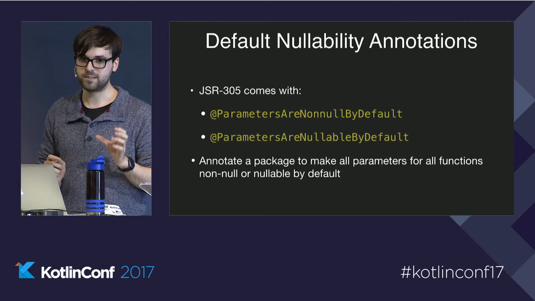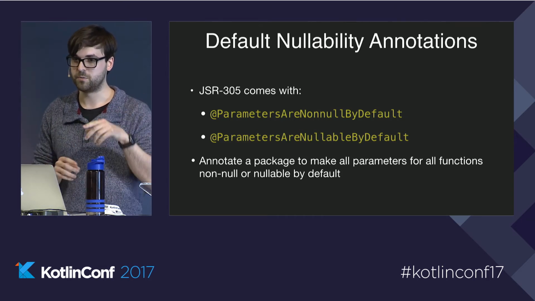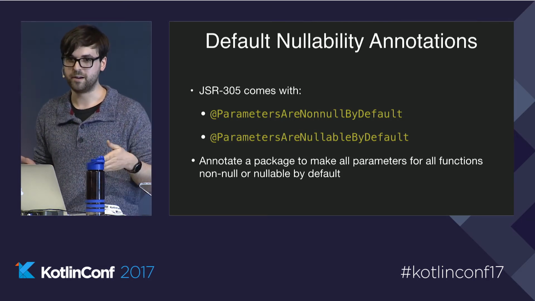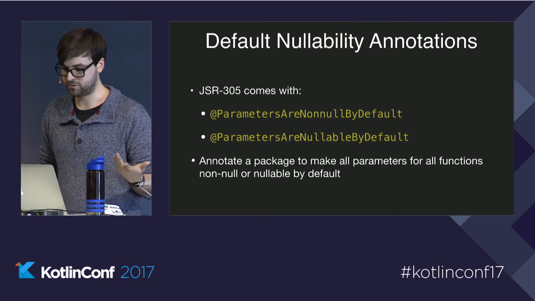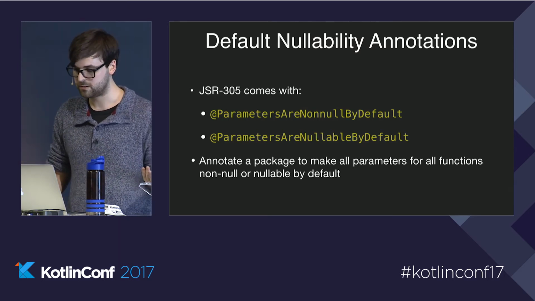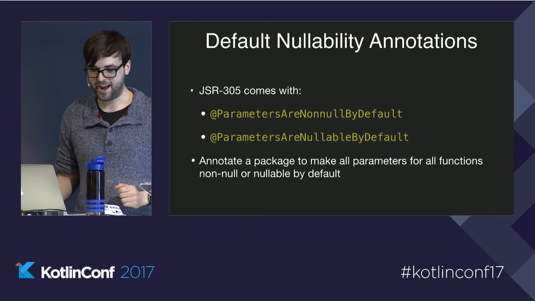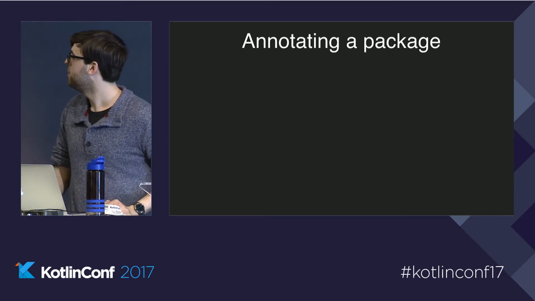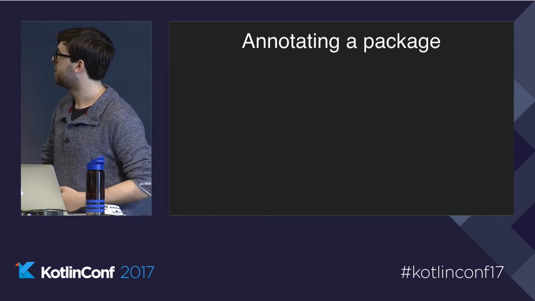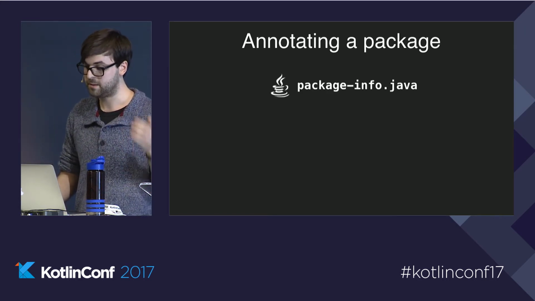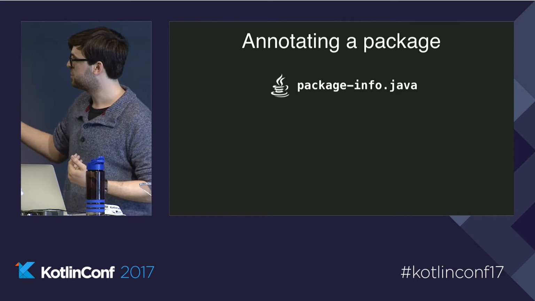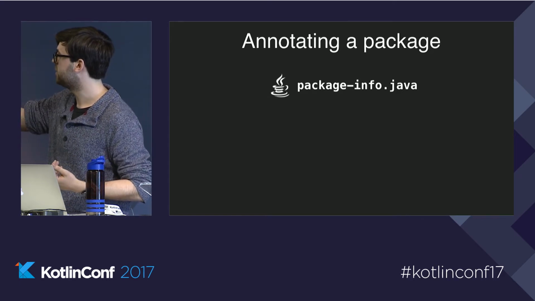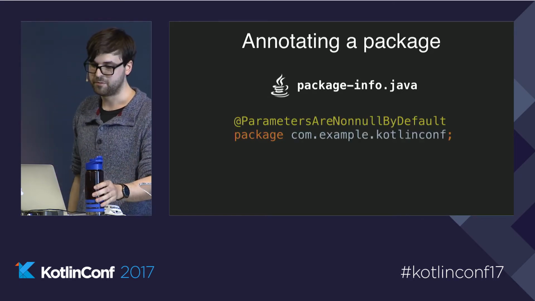So Kotlin will see them not as string exclamation point, but it'll see, oh, I have to pass a string here, like a string non-null. And this is great for us, right? We can eliminate errors. So, well, first, how do you annotate a package? I didn't even know you could annotate a package until I used this feature. So you have to make a file called package-info.java in the package that you want to annotate. And then this is just the file body. It's the package declaration, but you also add the annotation on top of it.